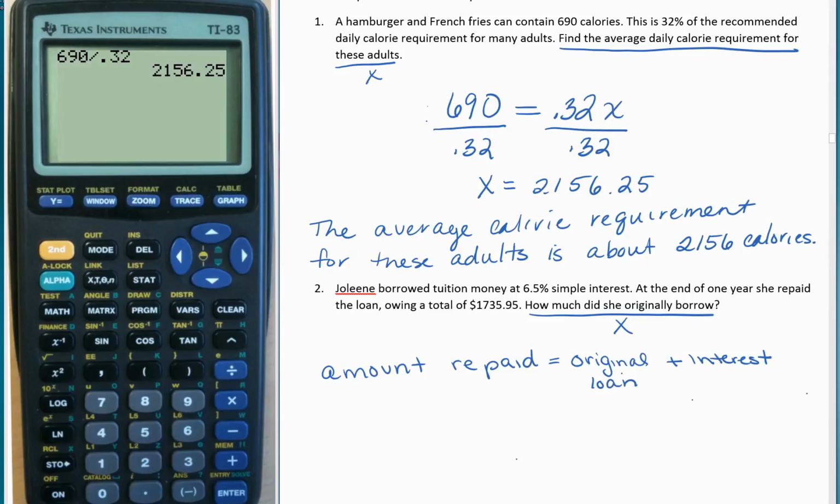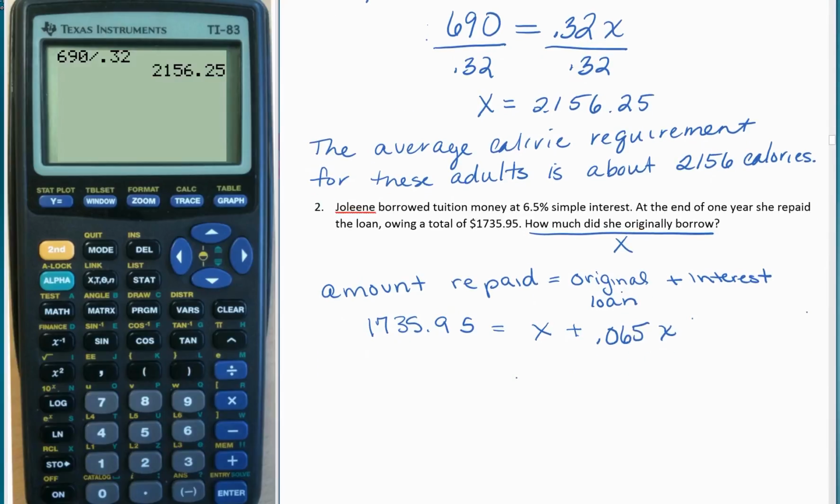So if we follow that, the amount she repaid was $1,735.95. We're calling the original loan X. Now the interest on that we said was 6.5%. So the way interest works, we're going to take that as a percent. We're going to move the decimal 2 places, so 0.065 times the original amount she borrowed. So there's our linear equation.